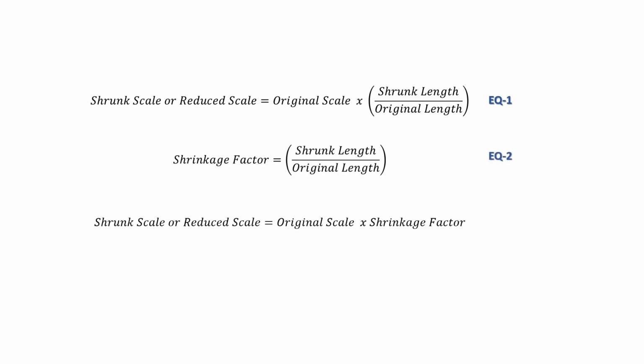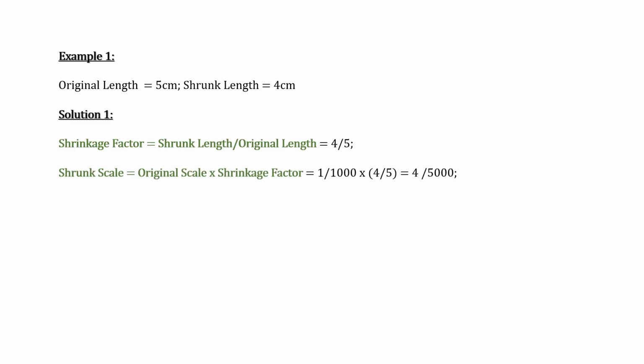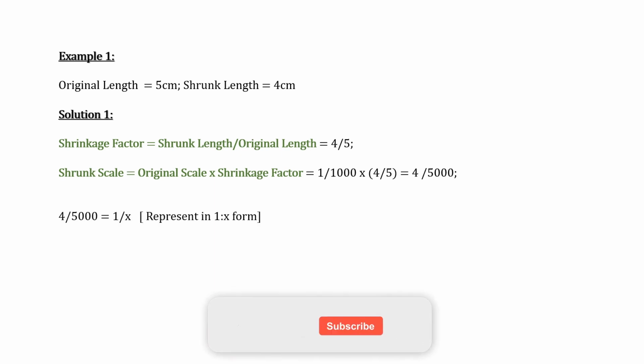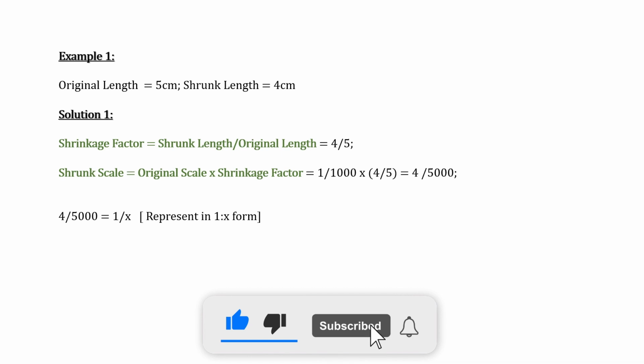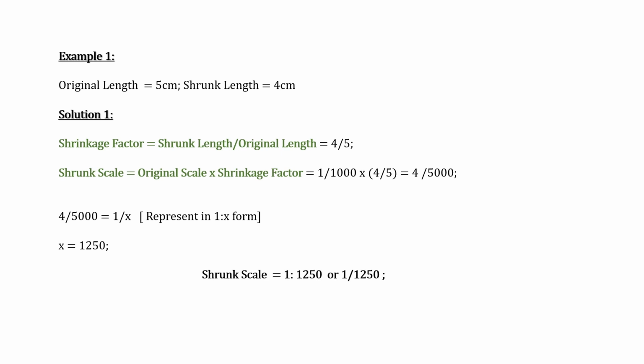Let's determine the shrunk scale of the before example. In example 1, given the original length equals 5 centimeters, shrunk length equals 4 centimeters. Scale is 1:1,000. Hence we start with determining the shrinkage factor. Shrinkage factor equals shrunk length divided by original length equals 4 by 5. Now, shrunk scale equals original scale into shrinkage factor equals 1 divided by 1,000 multiplied by 4 divided by 5. This gives 4 divided by 5,000. We need to convert this into 1:x form. That is 4 divided by 5,000 is equal to 1 divided by x. Hence x is equal to 1250. Therefore, the shrunk scale is 1:1250.